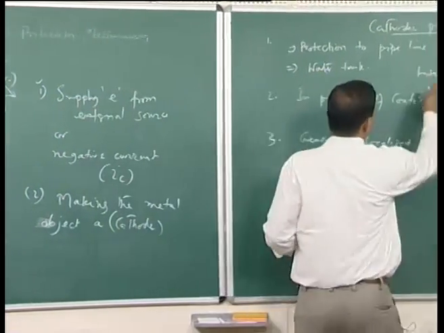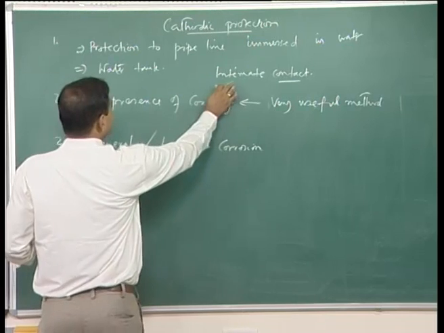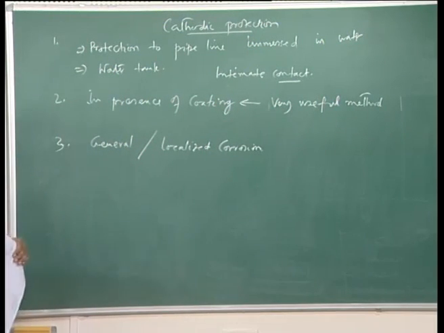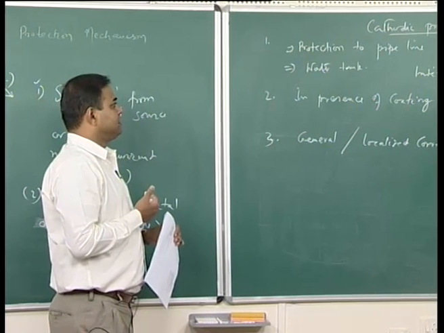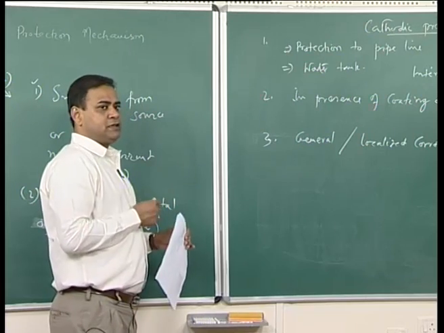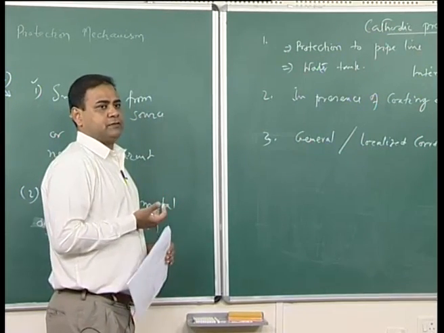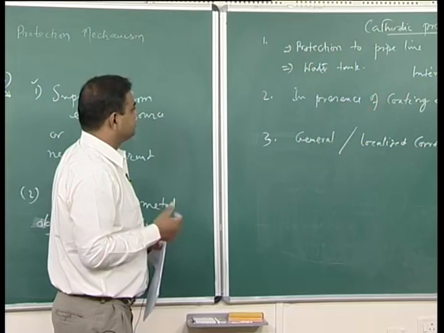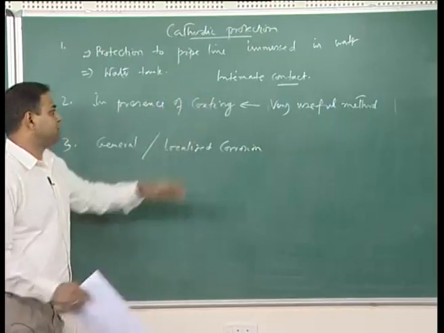Then, as I have mentioned, there must be intimate contact between the metal object which is under corrosion protection by cathodic means and the electrolyte. If you do not have that contact, then that part cannot be protected. So, that is to be taken into consideration. Intimate contact is very important.